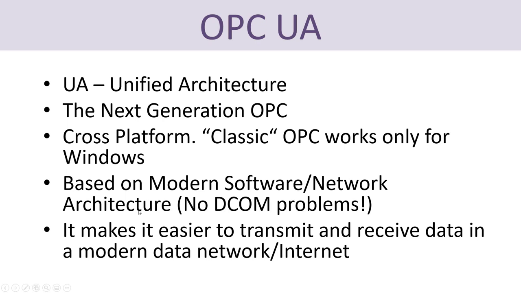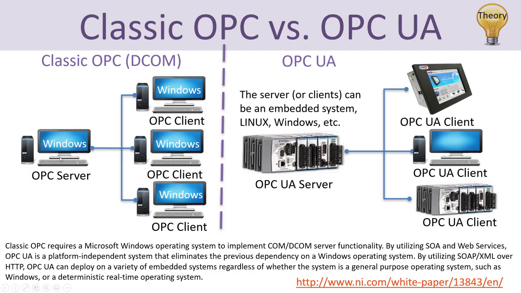So this makes it easier to send data from the OPC server to different OPC clients, or retrieve data from the OPC server in a network or over the internet. So for classic OPC, both the server and the clients needed to be based on the Windows operating system, while for the new OPC UA, you can have either the server or clients using Windows, Linux, or some kind of embedded system, like you see in this case. So here the OPC UA server is implemented in an embedded system, and then you have different OPC UA clients, which could be an ordinary Windows computer, it could be an embedded system, etc.